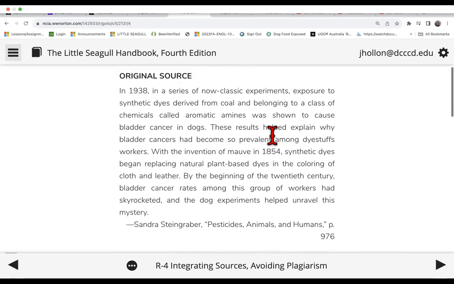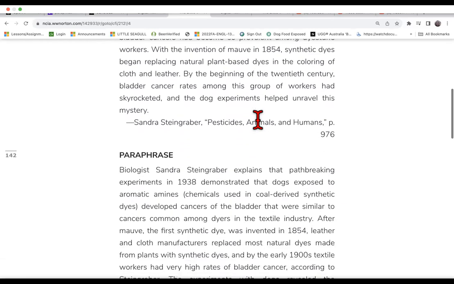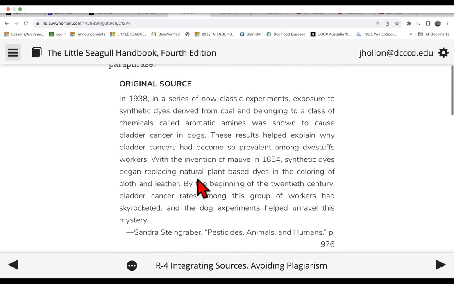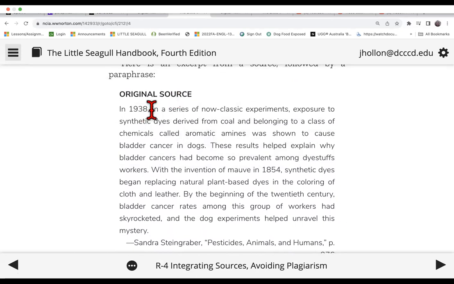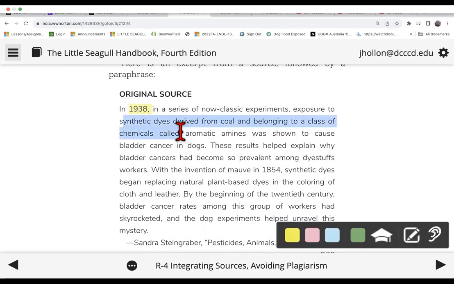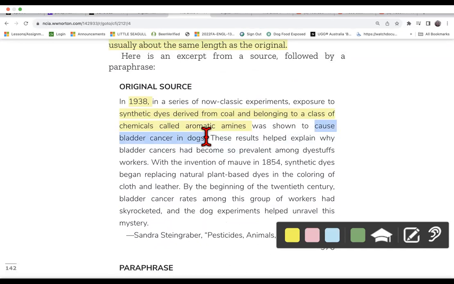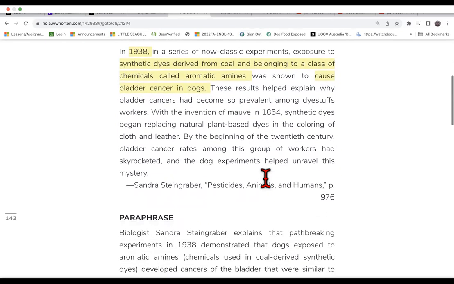Now, I want to use this in my paper, but I don't want to put a big old quote in there. So I want to get the same idea across. And so we go through here and we look. Okay, we know probably that is important. Exposure to. Okay, so synthetic dyes were belonging to this. Okay, I would think that's very important. I think this is very important too. Bladder cancer in dogs. Okay, helped explain.